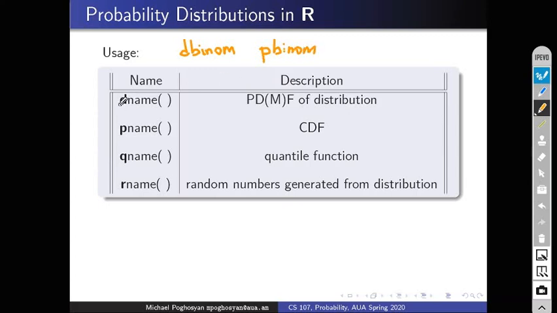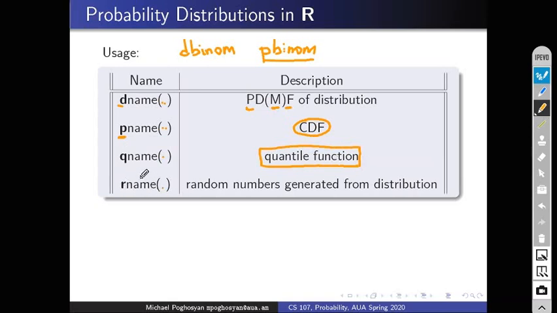So what is d and the name of the distribution, say d binom, giving? It is calculating the PDF or PMF. In this case, because the binomial distribution is discrete, it will calculate the PMF of that distribution. p binom will calculate the CDF of that distribution. q binom will calculate the quantile of that distribution of the corresponding order. So we need to put some parameters here, etc. Quantile, you will learn about quantiles in your statistics course.